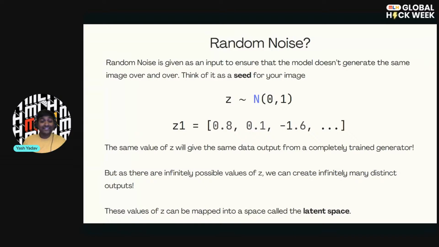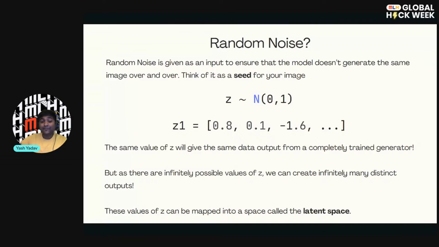If you've played Minecraft, that's the closest analogy I can think of. You'll know that you can input a seed as well, right? Or if you've played around with Perlin noise, you can input a seed and it uses that seed to generate noise. So this is exactly like a seed. It's going to be a different seed every single time, but you can use the same seed to generate the same image or same data point every single time.